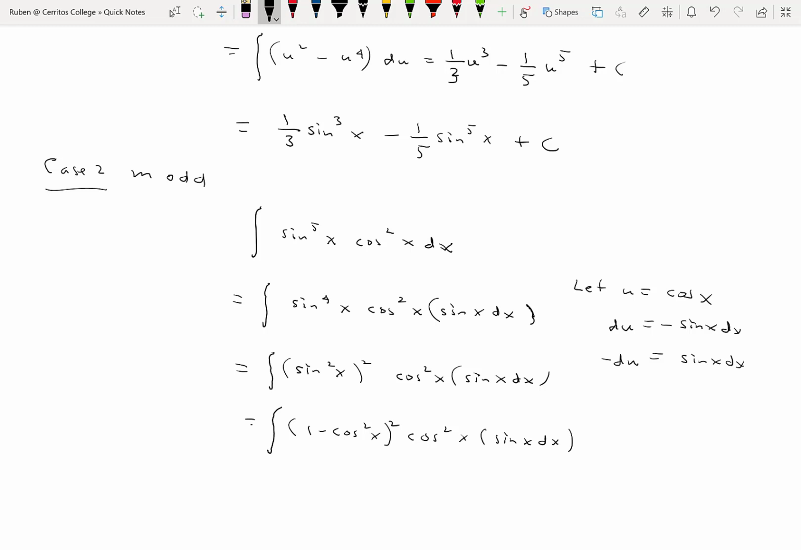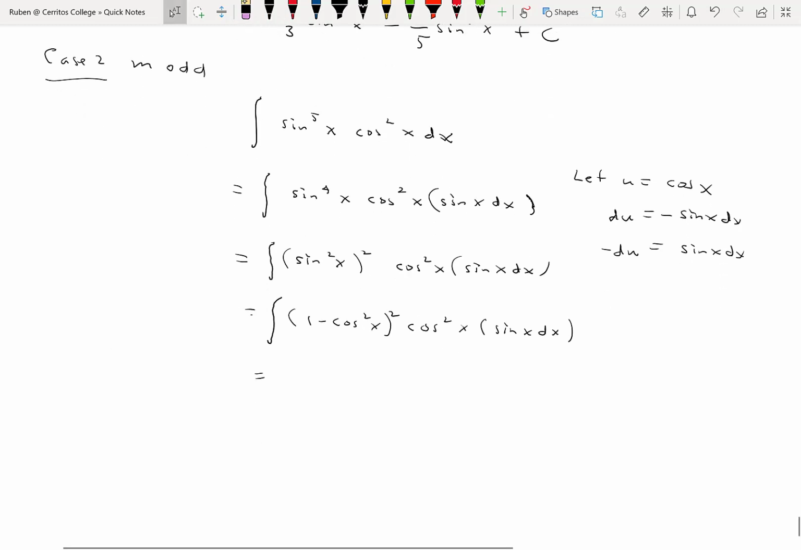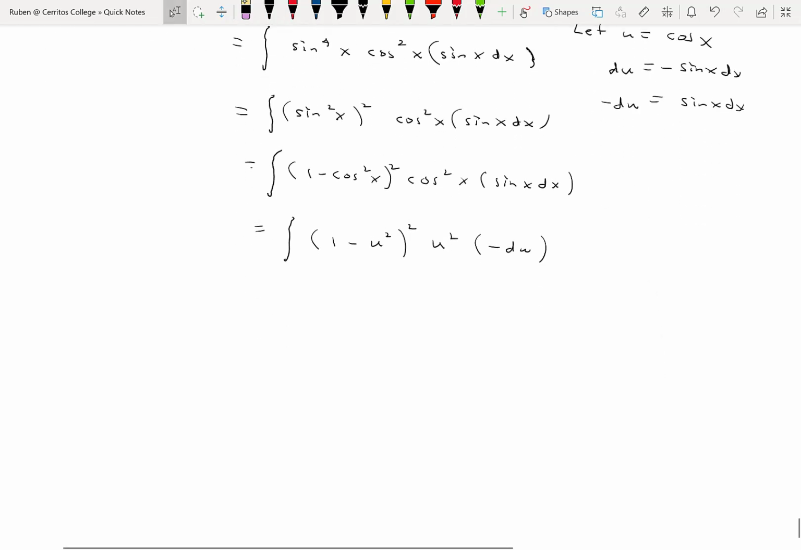Now we can pop the substitution into the integral. So u is cosine. So you're looking at 1 minus u squared, squared, times u squared, and not quite du, but negative du. And again, one of the simplest kinds of integrals results. It's just powers. Let's expand. Expand the powers. 1 minus u squared quantity squared is 1 minus 2u squared plus u to the fourth. You can verify that by the FOIL method, if you're so inclined.